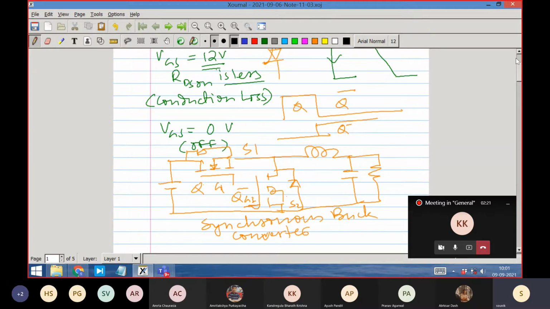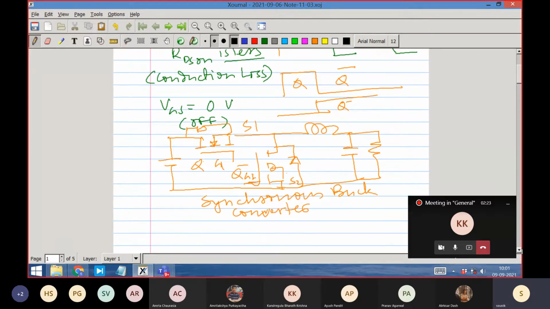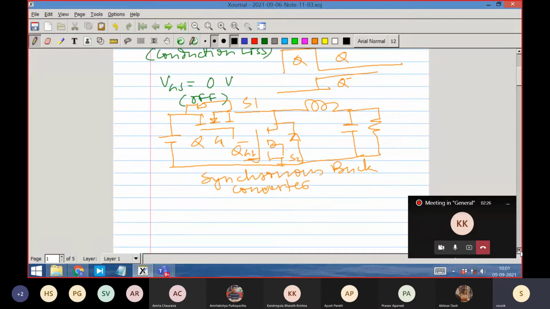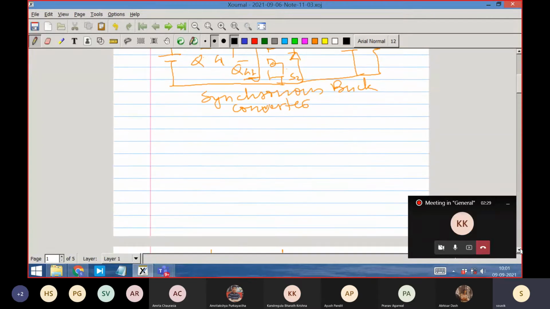So let's take an example to understand this issue, the example that we had taken earlier. VG is equal to 10 volt, V naught is equal to 4 volt, and R is equal to 1 ohm. I don't remember the value of the L. Can anybody tell me what was the value of L chosen for 40% ripple? It was some 10 or 15 microhenry. Exactly what was the value?